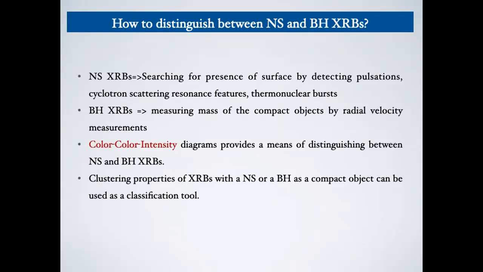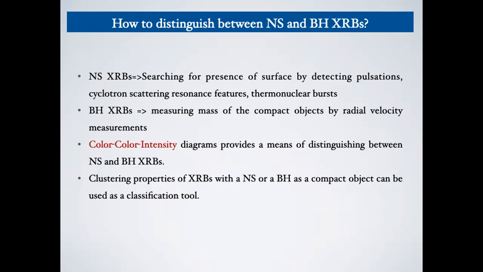The question is more complicated than it looks. For neutron star X-ray binaries, you need to detect the presence of a surface. For example, if you see pulsation present in the source, either in radio or in X-ray or in gamma ray, you know that this has to come from a surface and you can say for sure that this is a neutron star. But for a very small fraction of known X-ray sources, pulsations have been confirmed or detected.